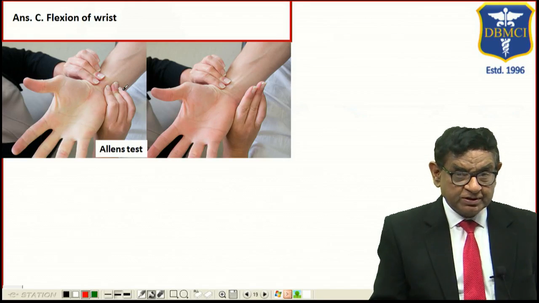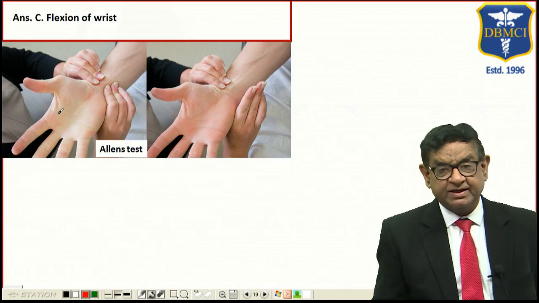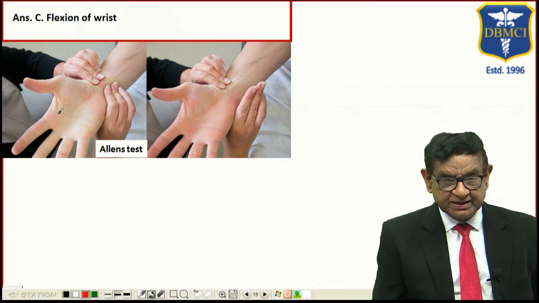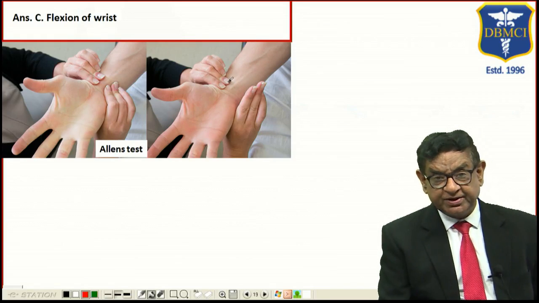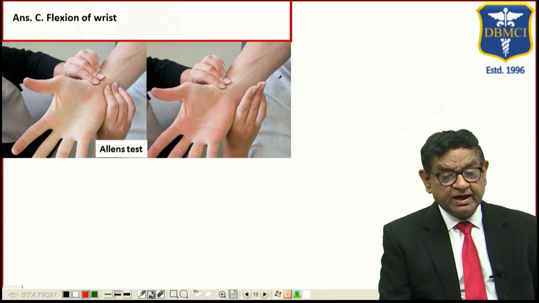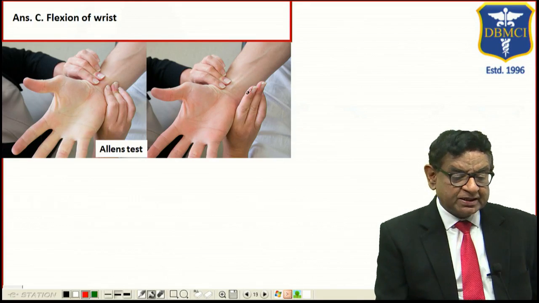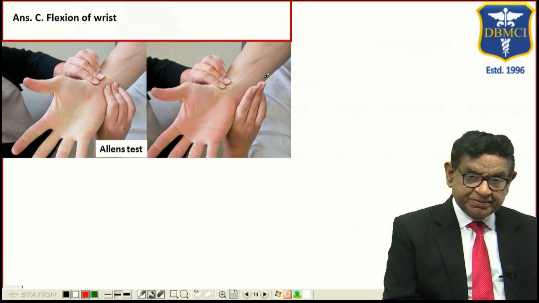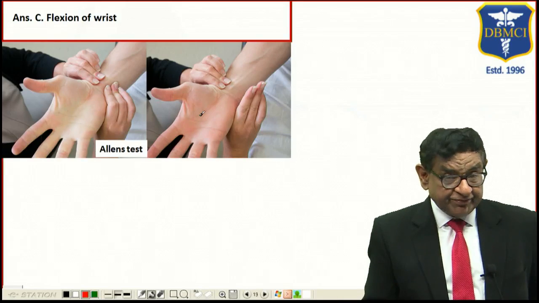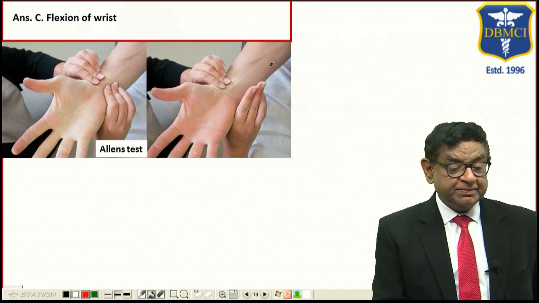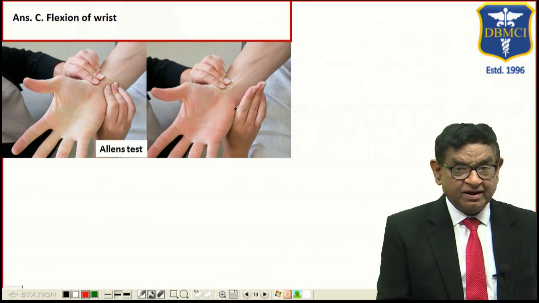You keep on pressing for some time, and soon you find blanching of the hand occurs because you have occluded the main arterial supply. After that, you keep on pressing the radial artery, but you release the ulnar artery. And in a normal person, the moment you release the pressure from the ulnar artery, the hand again becomes red. But if it is not red, that means there is some problem in the supply of the blood to the palm via the ulnar artery.